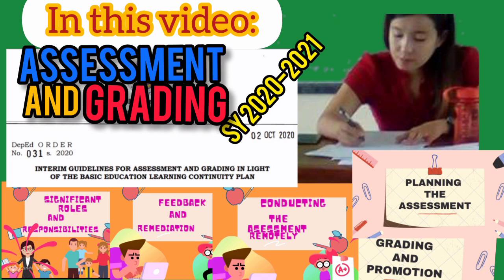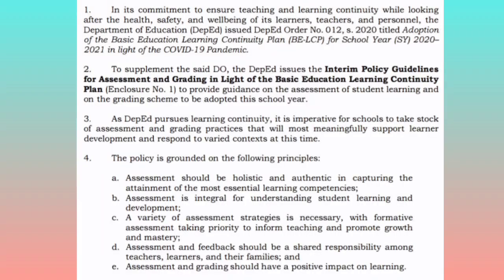Planning the assessment, grading and promotion, the significant roles and responsibilities of the teachers, parents or guardians, and the learners. Feedback and remediation, conducting the assessment remotely. These interim guidelines consist of 256 pages, so we will focus only on the most important information about this guideline.